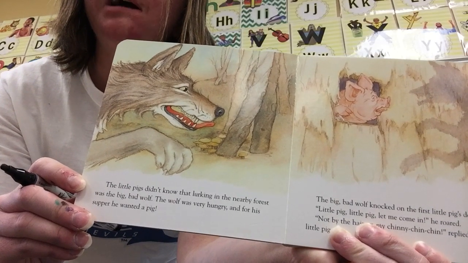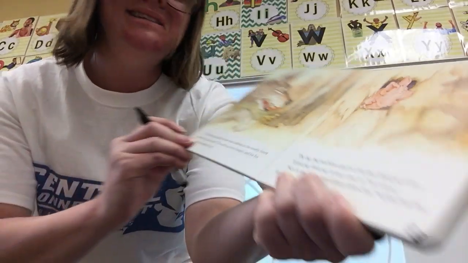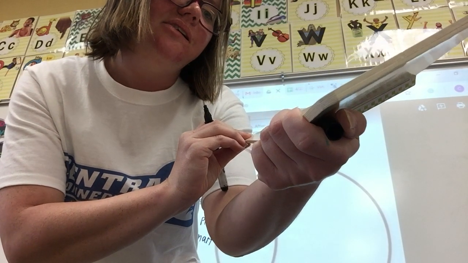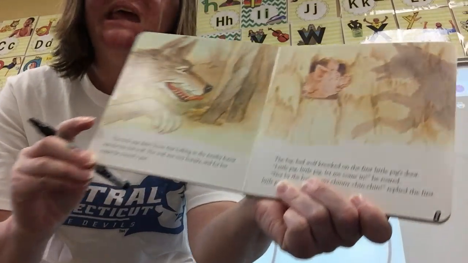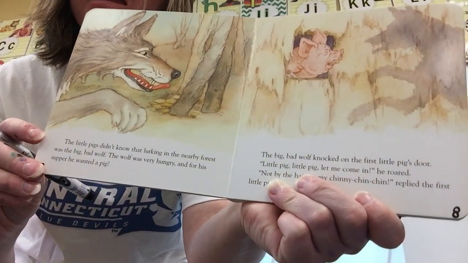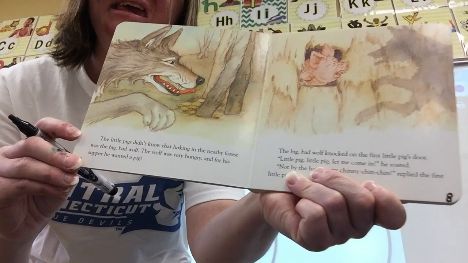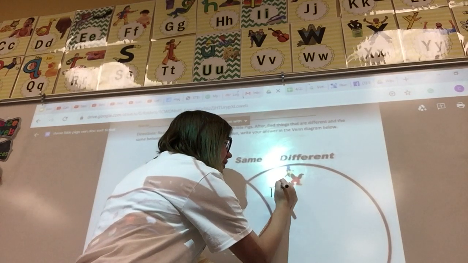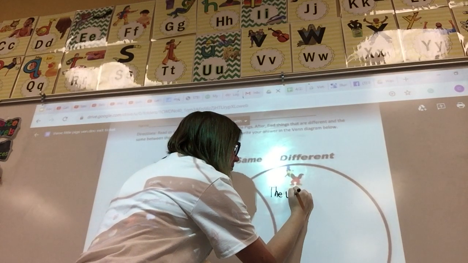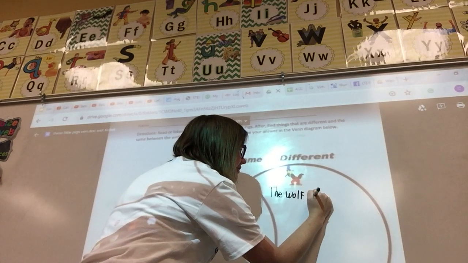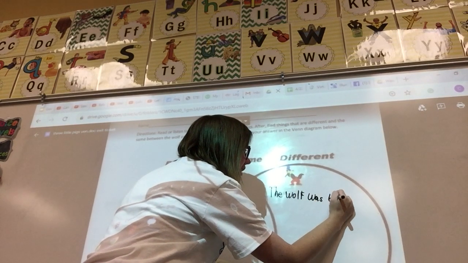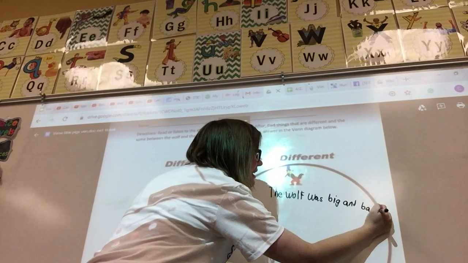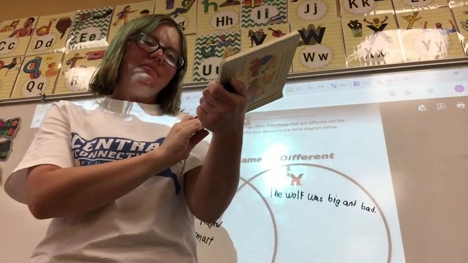What words were used to describe the wolf? Let's read that sentence again. The little pigs didn't know that lurking in a nearby forest was a big, bad wolf. That's right, big and bad. So I'm just copying down that sentence from our book. The wolf was big and bad. Why do you think that he was big and bad? Do you remember from the story? That's right, he wanted to eat the pigs. And he didn't do it in a very nice way.